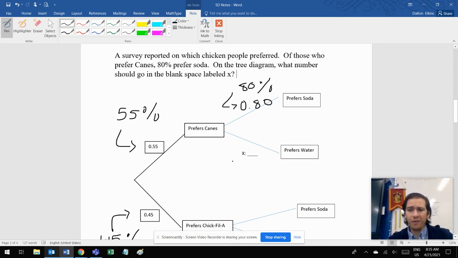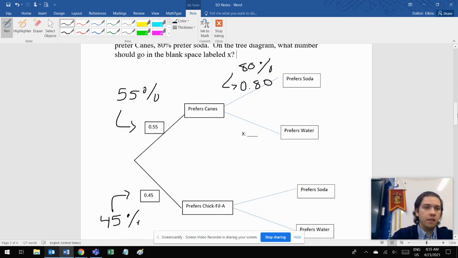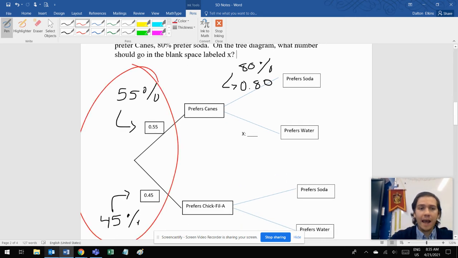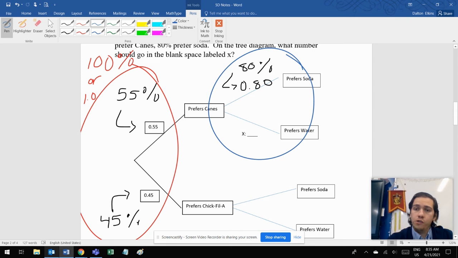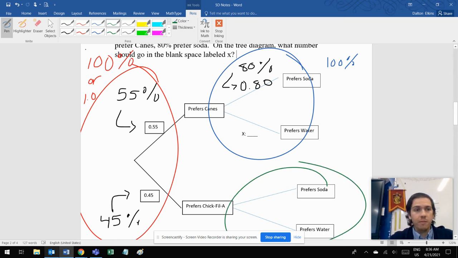So that'll go there, but then how can I use this information to figure out what goes here? And the trick is that these need to add up to 100%, or just 1.0. So I need to think then 80% and whatever is here should equal 100%, just as it would be down here, but we don't have any information about that. So let's just ignore that for now.